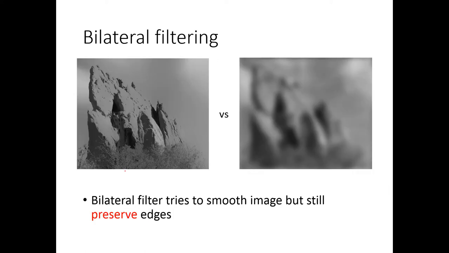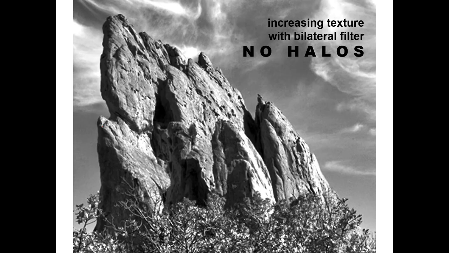So instead there's something called a bilateral filter, where instead of smoothing like that, you try to smooth the image while preserving the edges. Like this one. So if you use a bilateral filter instead, when you do the sharpening, it doesn't have the halos.